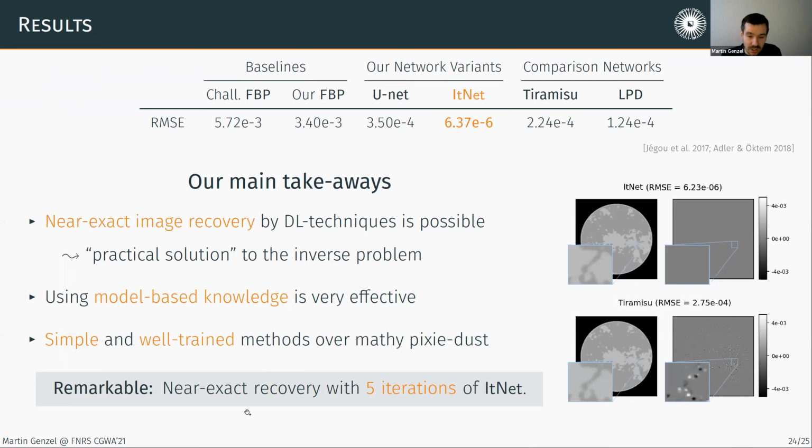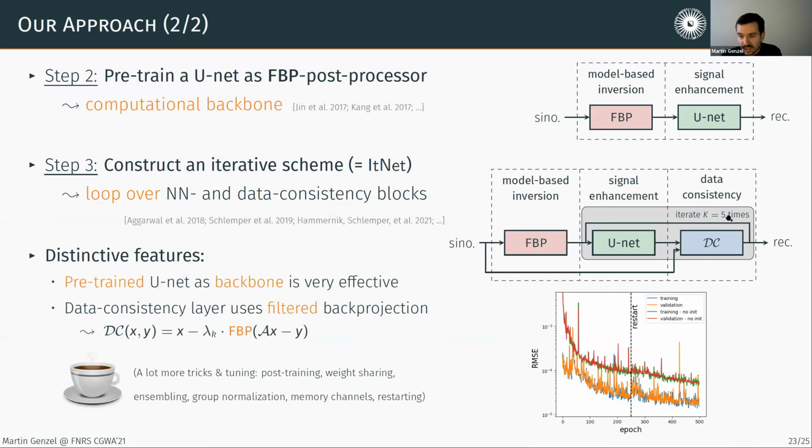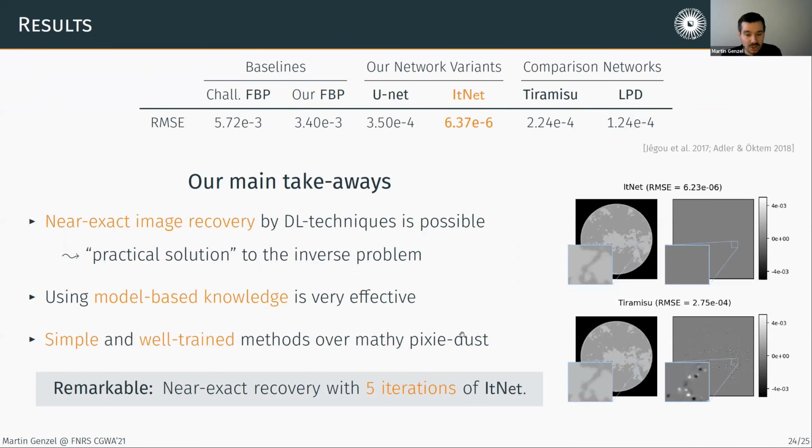And finally, and this is really the most remarkable fact, the number of iterations here is really just 5. So to achieve this almost perfect accuracy, we only need to evaluate the forward model 5 times. TV minimization in this case would require hundreds or thousands of iterations, which of course is computationally much more challenging. So it's really surprising that to produce such results, you only need very few iterations or evaluations of the forward model.